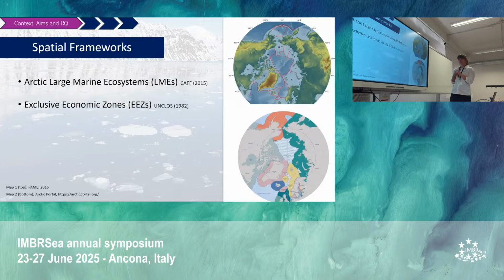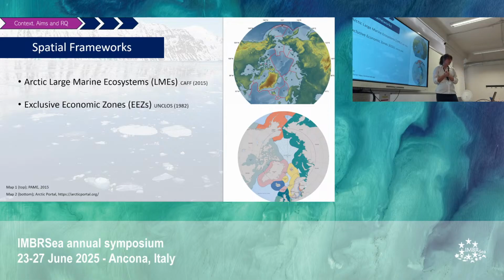The Arctic large marine ecosystems were delineated by the Arctic Council's working group, CAFF, the Conservation of Arctic Flora and Fauna, in 2013 and then updated in 2015. For those of you who are not familiar with the large marine ecosystem framework, it's a way of dividing the ocean into regions based on ecological and oceanographic criteria, thereby capturing some of the complexities and dynamics of marine systems and allowing for ecologically more meaningful research assessments.